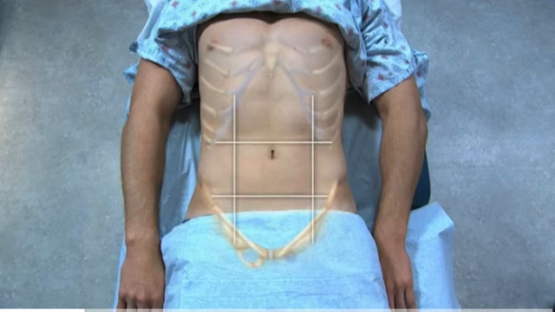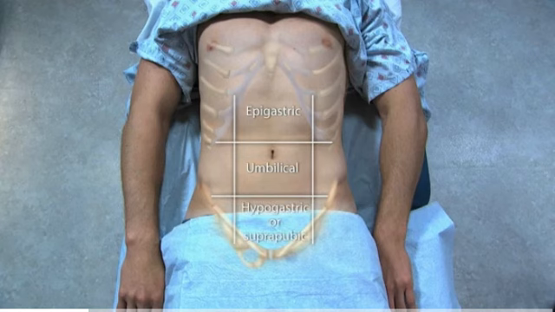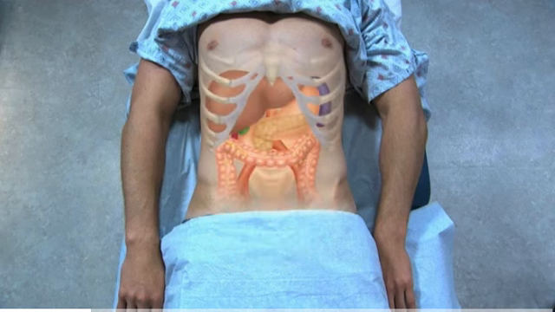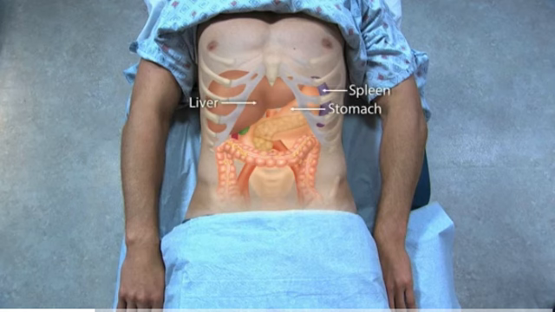The abdomen may also be divided into 9 areas. The 3 midline areas are the epigastric, umbilical, and hypogastric or suprapubic areas. The abdominal cavity extends up under the rib cage to the dome of the diaphragm. Most of the liver and stomach, and usually all of the spleen, are within the abdominal cavity. The normal spleen is mostly posterior to the left mid-axillary line.